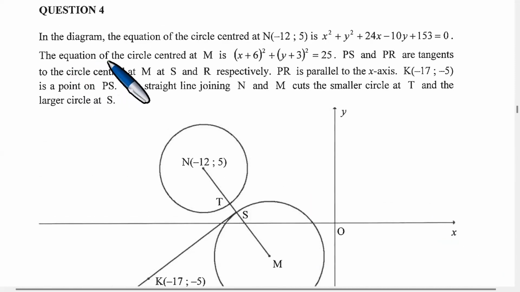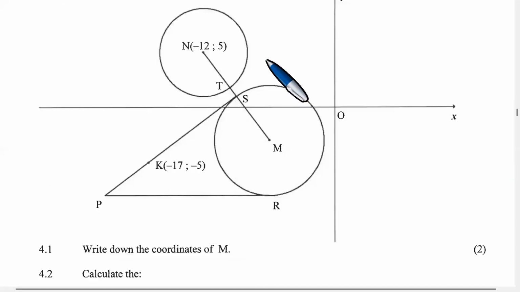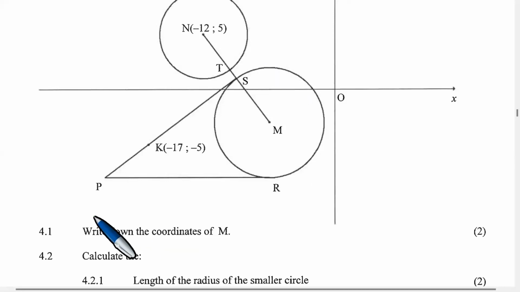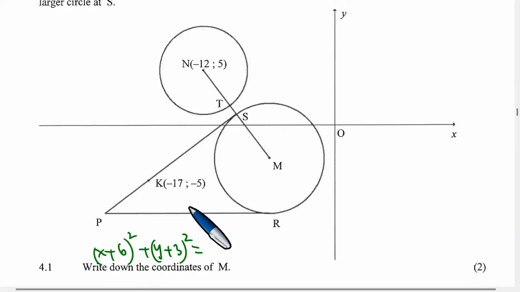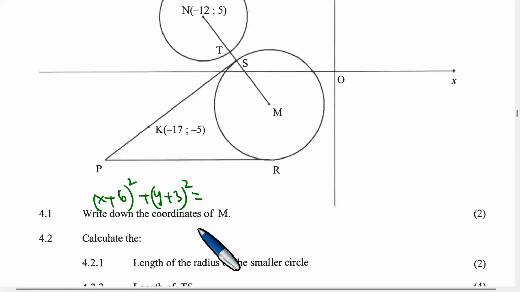The equation of the circle centered at M is this one, x plus 6 squared, y plus 3 squared is equal to 25. And therefore the coordinates are minus 6, minus 3. You just put the negatives there, because you have pluses over there.